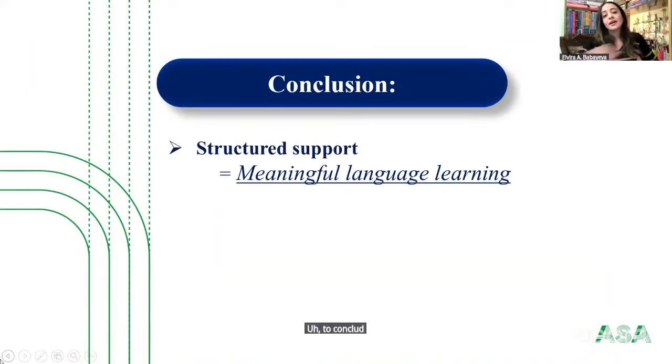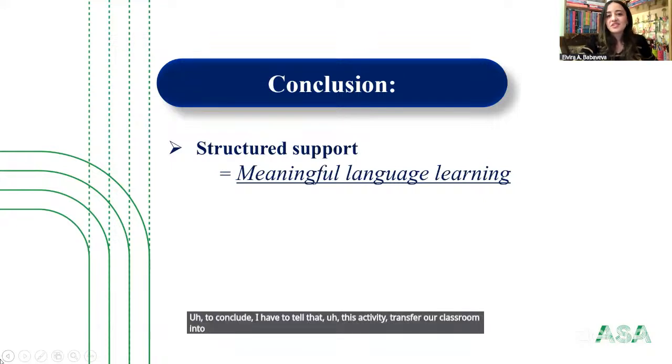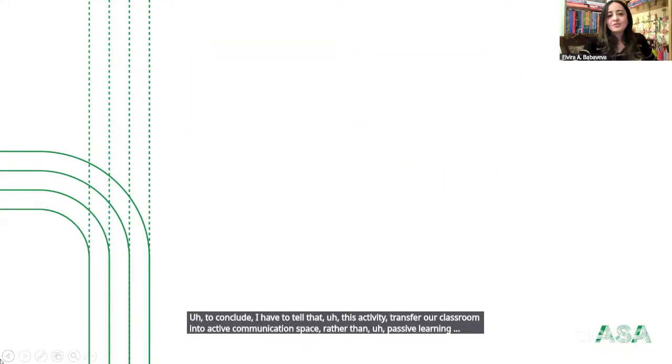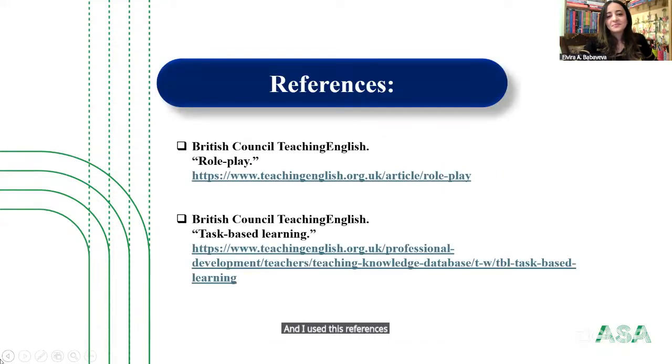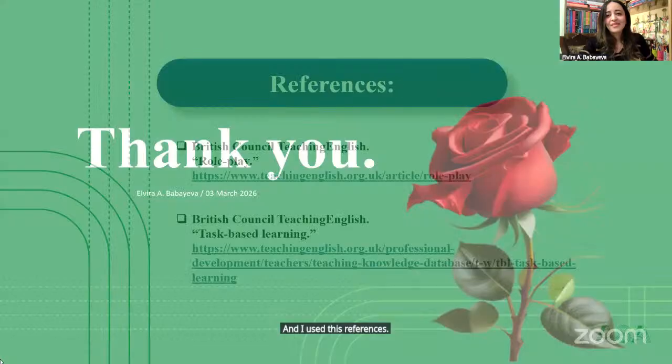To conclude, I have to say that this activity transforms our classroom into an active communication space rather than a passive learning environment. And I use these references. Thank you for your attention.